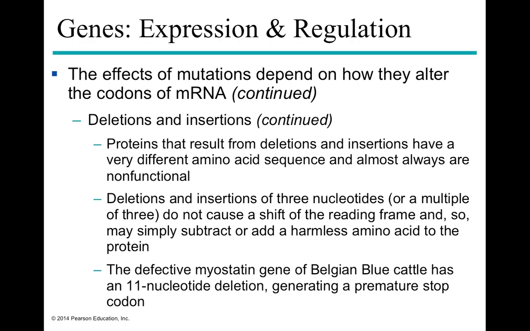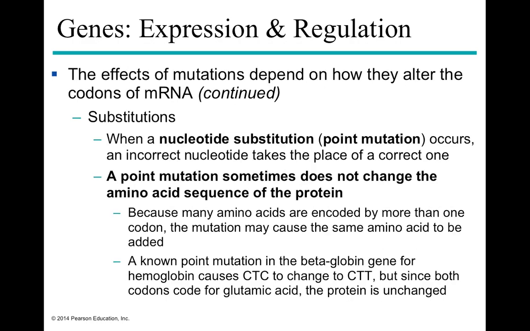So proteins that result from deletions and insertions generally have a very different amino acid sequence than the original protein, and generally are non-functional. Almost always they're non-functional. Usually we have stop codons in the genome that will be triggered a little bit early, so a frame shift mutation is also going to trigger a premature stop codon. But as I mentioned, deletions and insertions of 3 are not going to cause a frame shift, and so they might just add or subtract an amino acid, so it's going to be much better tolerated than a frame shift mutation.